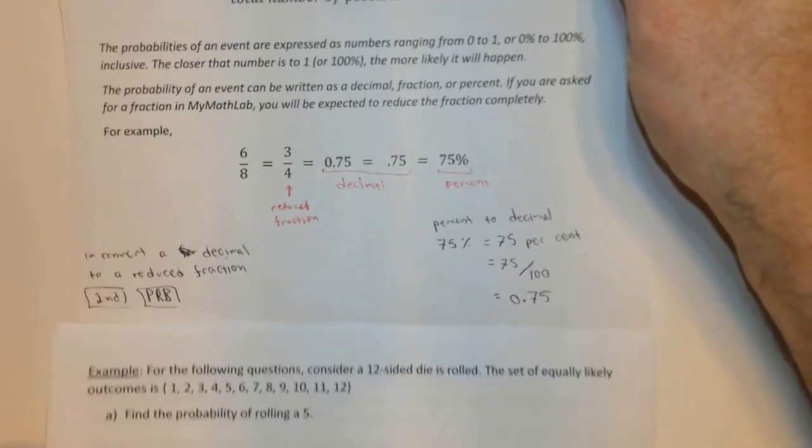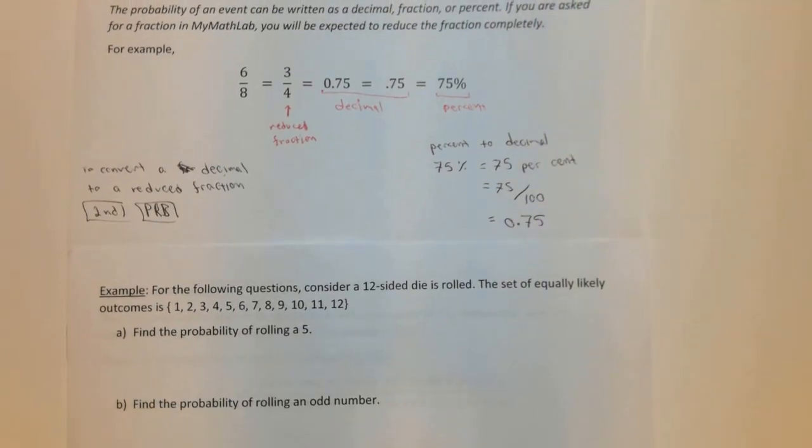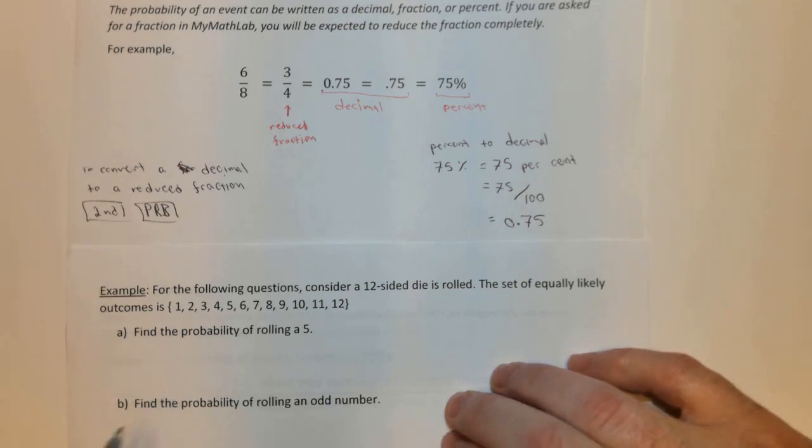So let's start with some easy examples. Okay. So here we have a 12-sided die. Now I don't have a 12-sided die with me, but I think you can understand it. So the set of equally likely outcomes is, of course, 1, 2, 3, up to 12. So it says find the probability of rolling a 5.